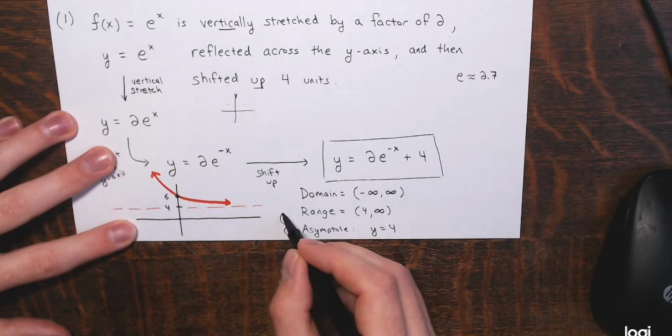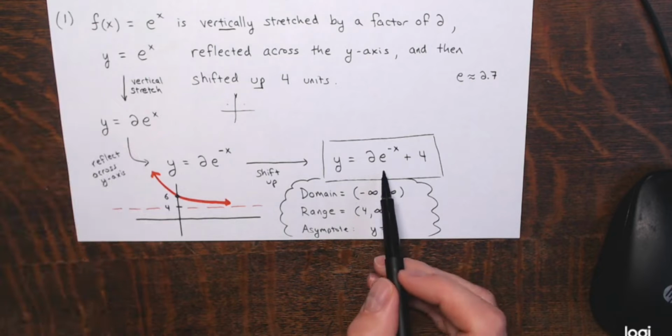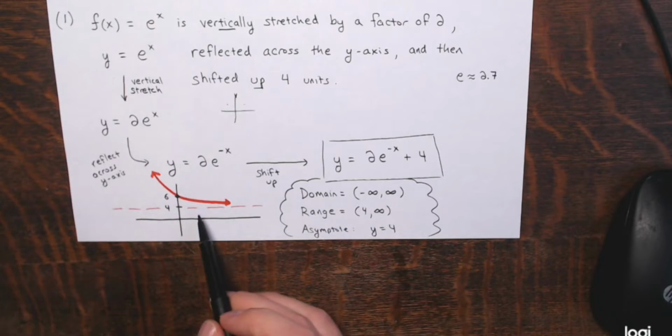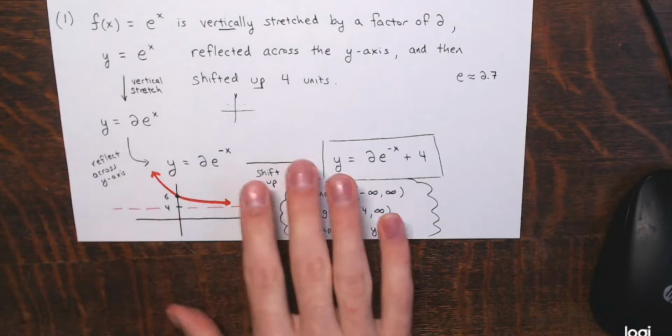And this is all the stuff they asked for. What's the final function look like? Domain, range, and asymptote. And you can make a quick sketch of the graph too. Again, I'm just going to go to Desmos and show you. But if you want to make a quick sketch by hand, there's nothing wrong with that either. Alright, let's do the same thing. Next example.